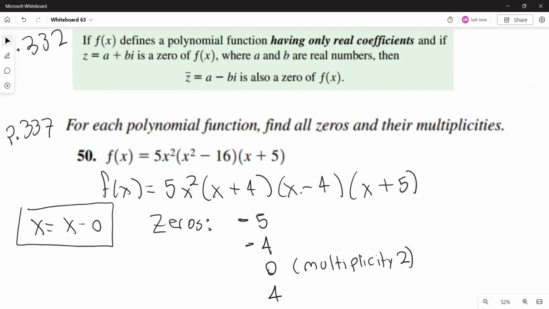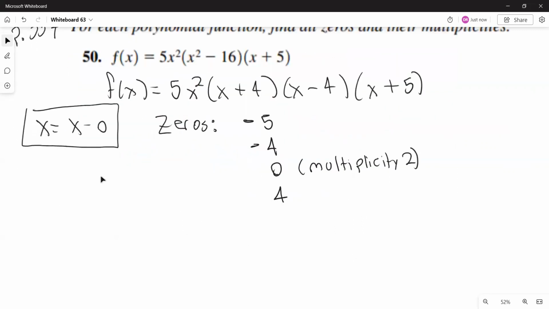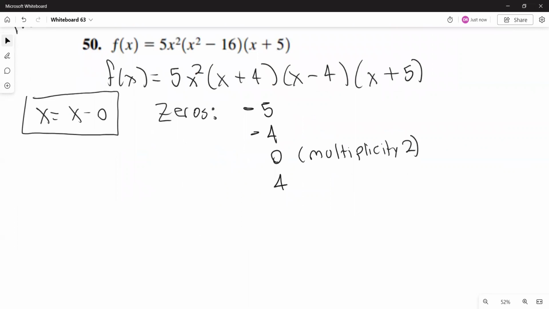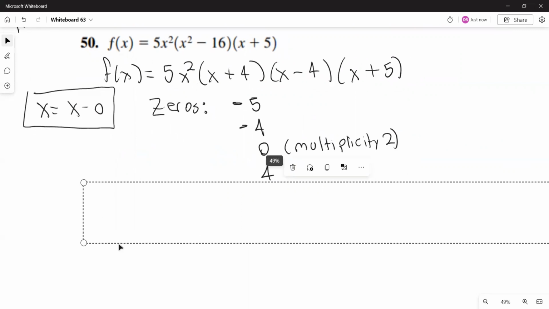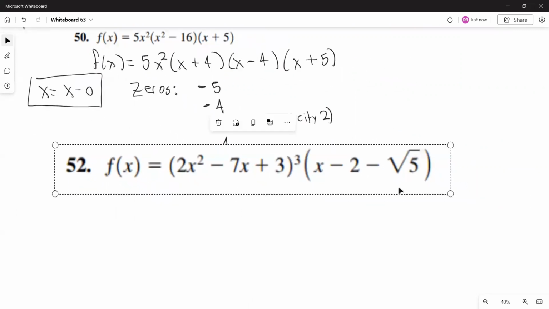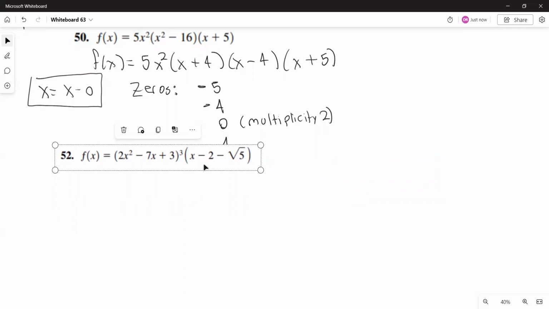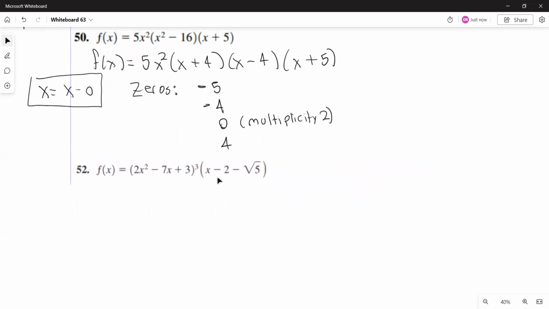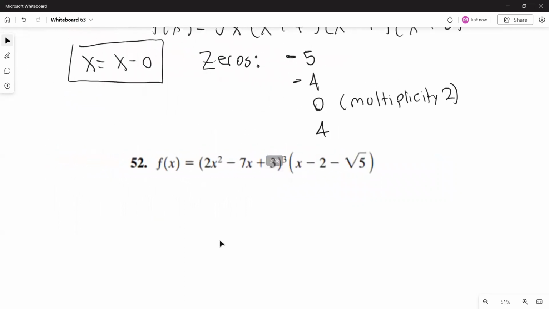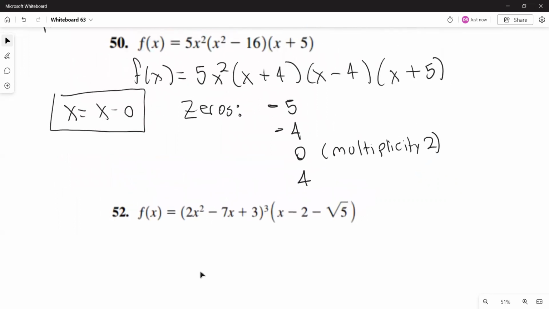In number 52, we have another polynomial function. We have the same question. We're going to find all their zeros and their multiplicities. Okay, so we have something to the third power. Let's rewrite this a little bit different.